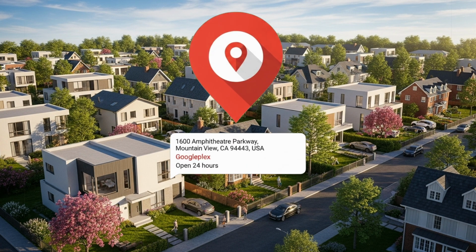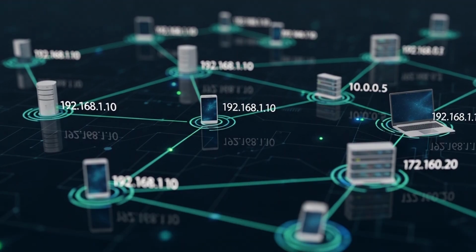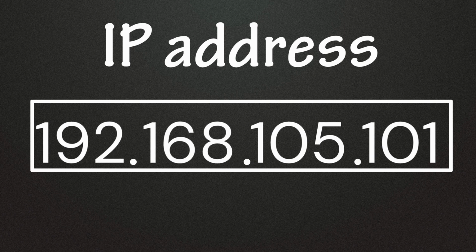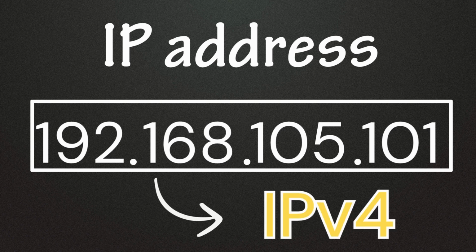Just like a Google pin will be able to tell your location and how people can find you physically, a public IP address does the same thing. It tells online services, websites, and other devices on a network on the internet how to find and communicate with your device. An IP address looks like this. This is the most commonly adopted version called the IPv4 IP address.